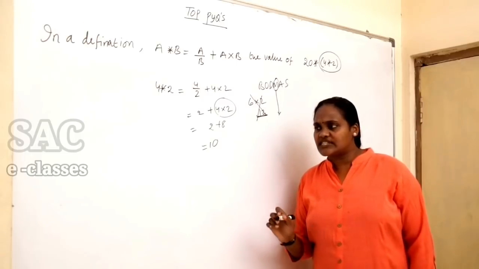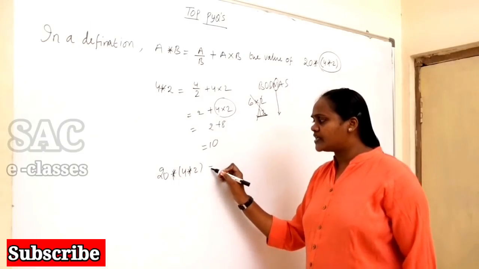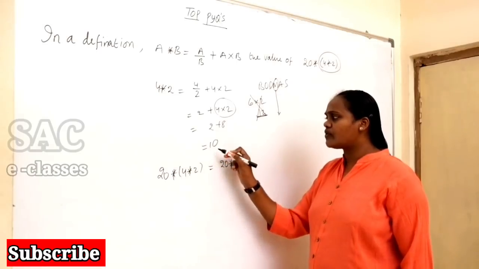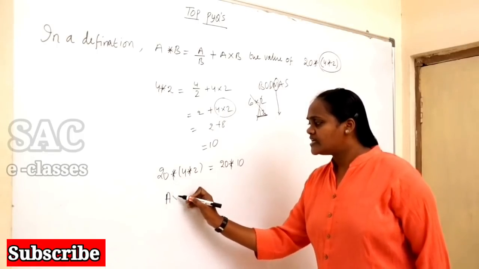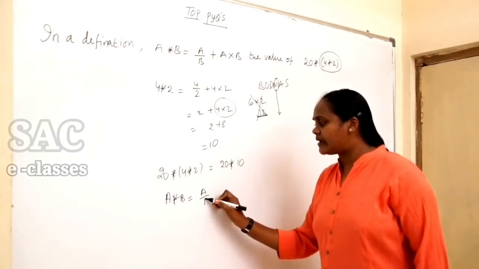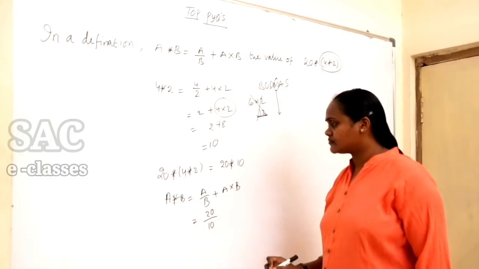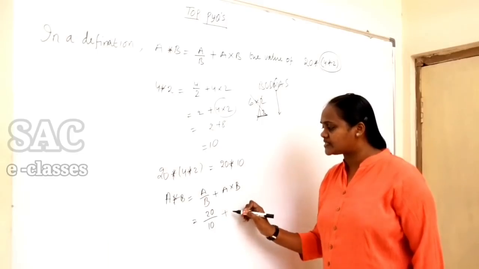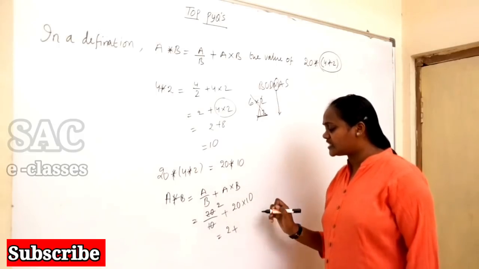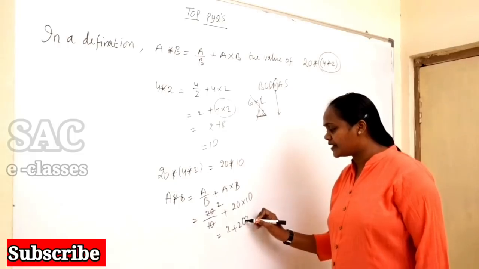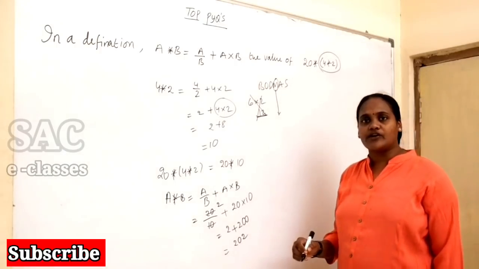The answer is not 10, because he said 20 star (4 star 2). But what did you get for 4 star 2? 10. Now apply the A star B definition again. A star B is equal to A by B plus A into B. So 20 by 10, because A is 20 and B is 10, plus 20 into 10. By simplification, you get 2 plus 20 tens, which is 200. Then 200 plus 2 is 202. In that way, we can find the answer.